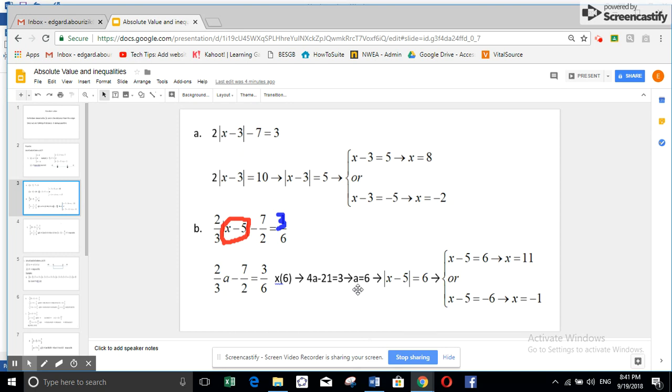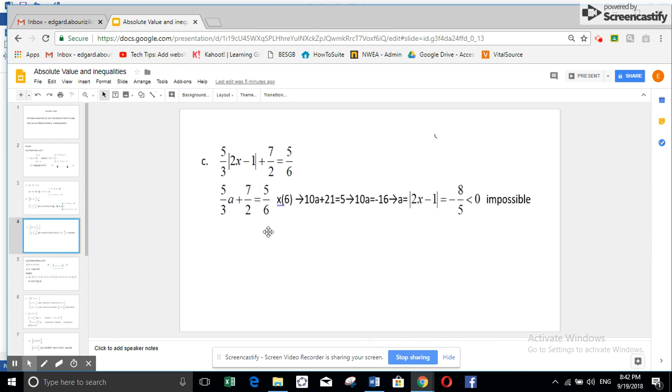But a is nothing else than absolute value of x minus 5, as we said. So in that case, absolute value of x minus 5 is 6. You remove the absolute value, you put 6 or minus 6, and you solve for x. So x is either 11 or minus 1.